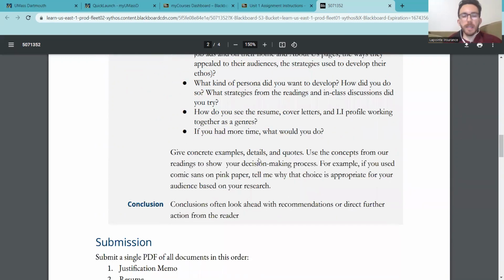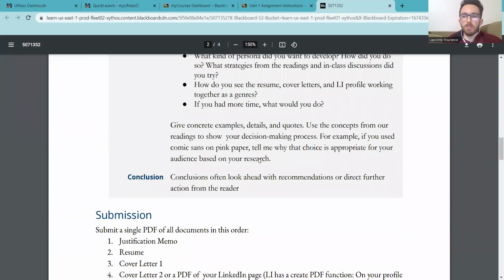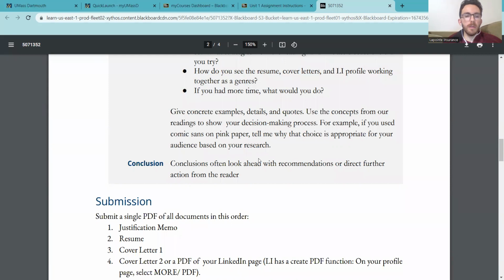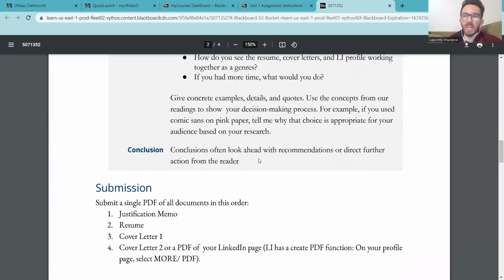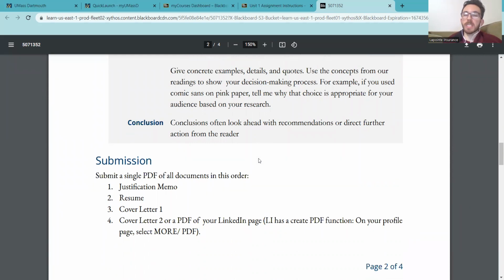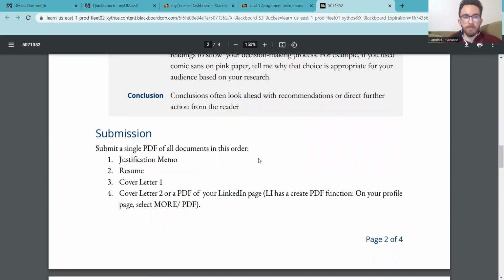A common question I get is, how long should this memo be? There's really no length requirement. I would say if you're writing anything under a page, it's probably not going to be sufficient. But I would say anything over 4 pages is probably excessive. I think you could very succinctly get everything done in a page and a half, single spaced.